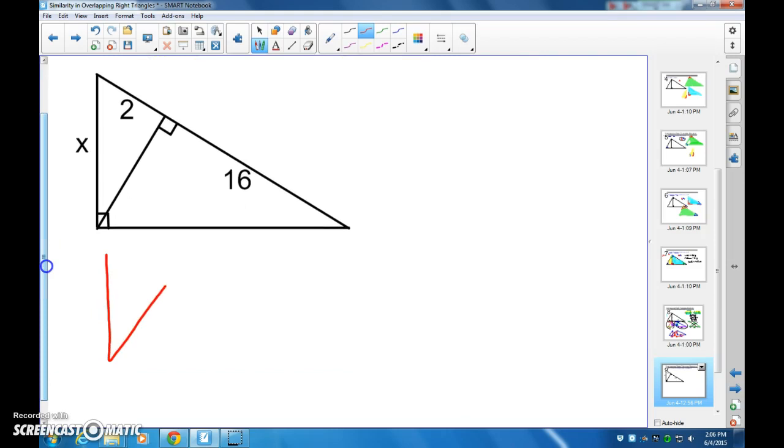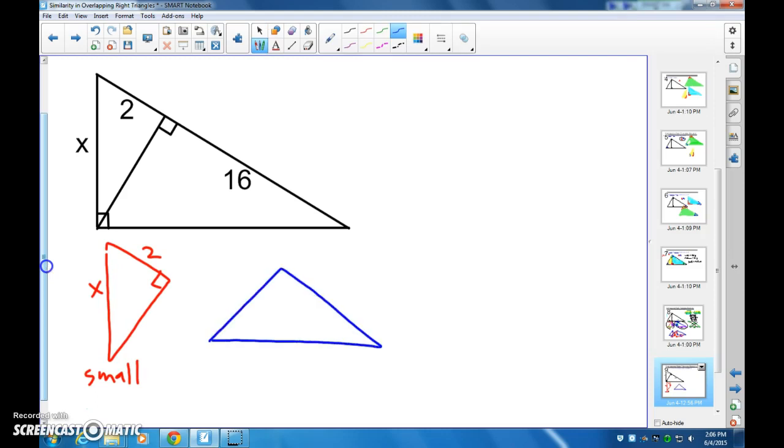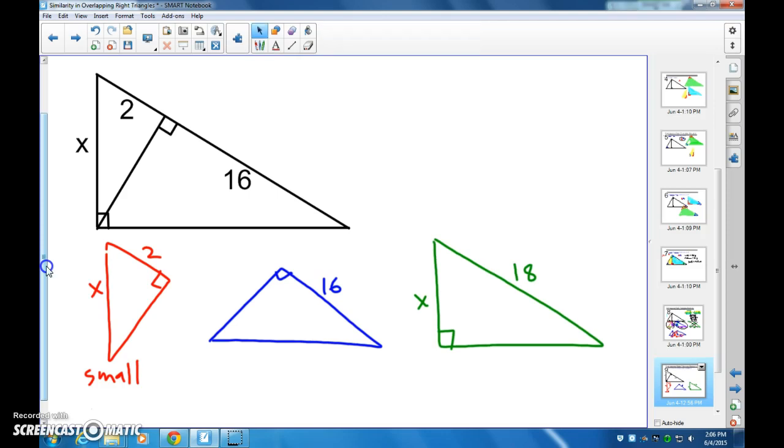So I'll draw here. There's a right angle, the 2 and x. There's my small guy. I have the medium guy, which is here with a 16. And I have the large guy here with an x. And you do know again that the hypotenuse adds up to 18. So this was the medium, and this was the big.